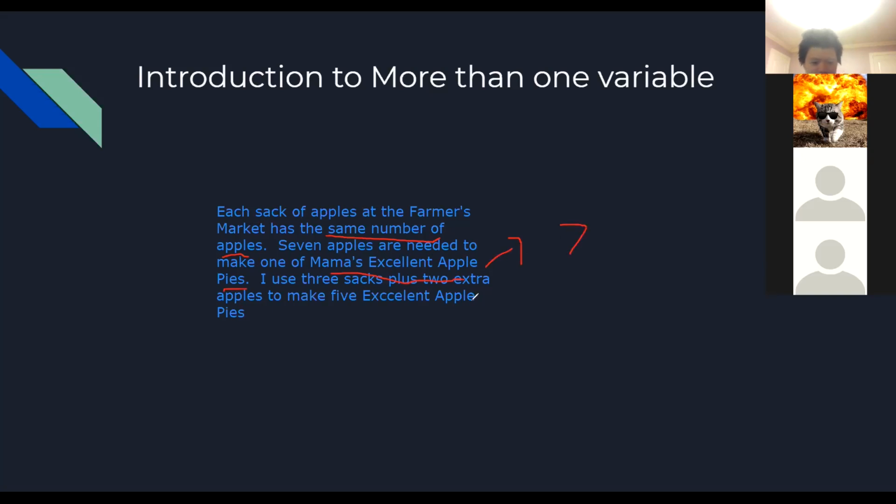I use 3 sacks plus 2 extra apples to make 5 excellent apple pies. So as I said before, each sack of apples contains the same number of apples, which is our x. So 3x plus 2 would be 3x plus 2. I use 3 sacks plus 2 extra apples to make... So 5 of these pies use up 3 sacks plus 2. So this would equal 5 excellent apple pies.